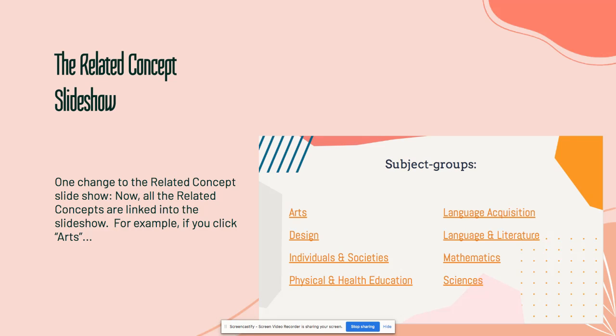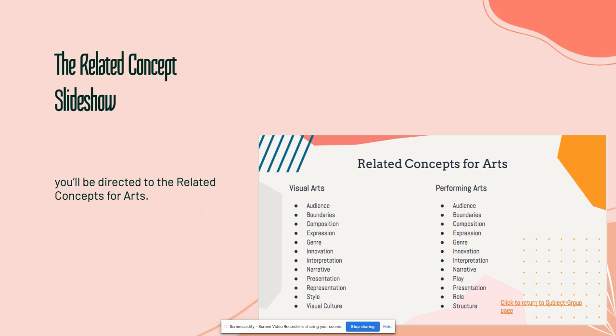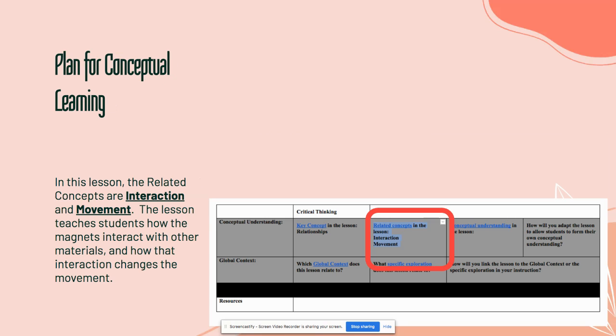One change to the related concept slideshow: now all the related concepts are linked into the slideshow. For example, if you click arts, you'll be directed to the related concepts for arts. In this lesson, the related concepts are interaction and movement. The lesson teaches students how the magnets interact with other materials and how that interaction changes the movement.